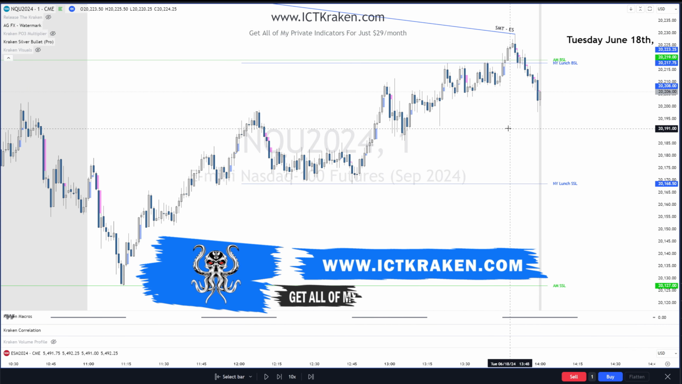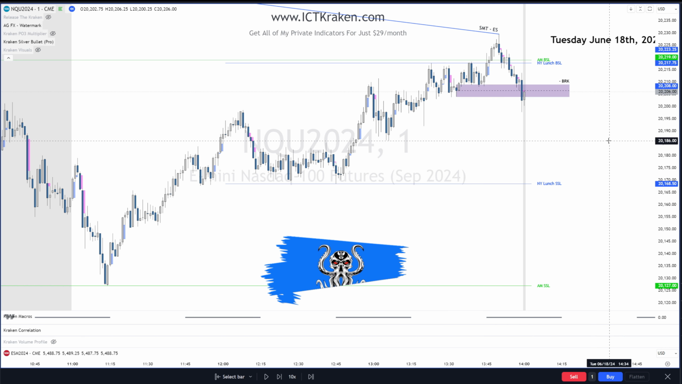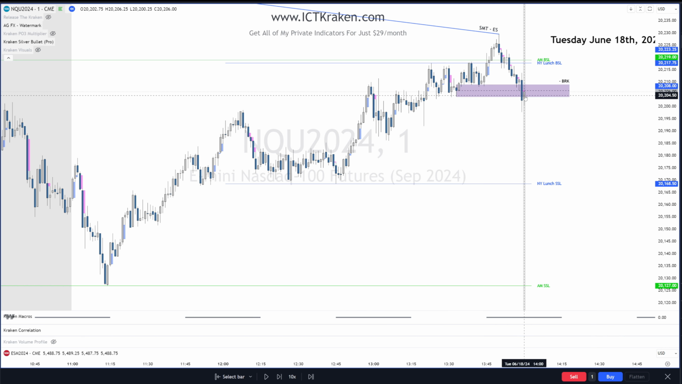We definitely have a breaker block here. We have a breaker block here, which I'll mark out. That's lower than where we're at currently. And we just came into this breaker block, right, of all these candles right here. Our next one would be down here. So I don't want to go too far.